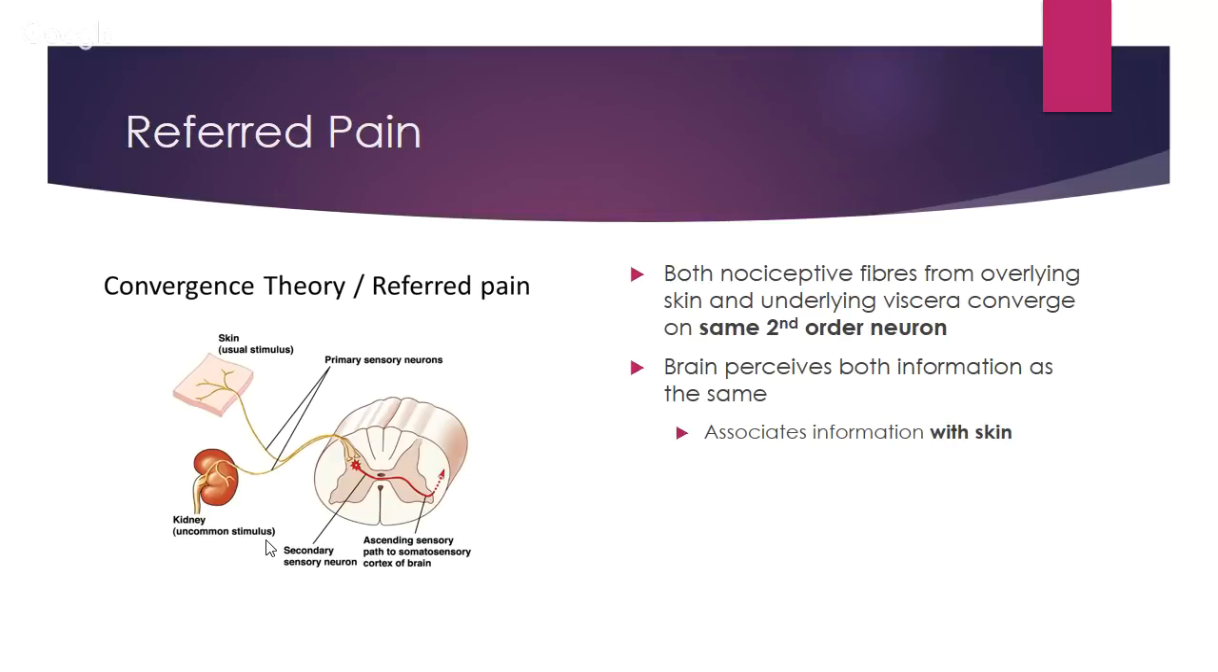All right, referred pain. The way we explain referred pain is through something we call convergence theory. Like we've talked about with these first order neurons, you have the same type of neuron on the skin and also on underlying structures, your viscera below. The nerves from the skin can converge on the same second order neuron as where the nerves from the viscera converge. So when you get pain information from these underlying viscera, it goes to the same second order neuron, but your brain is more likely to perceive it as coming from the skin because that's where it's used to receiving pain from.